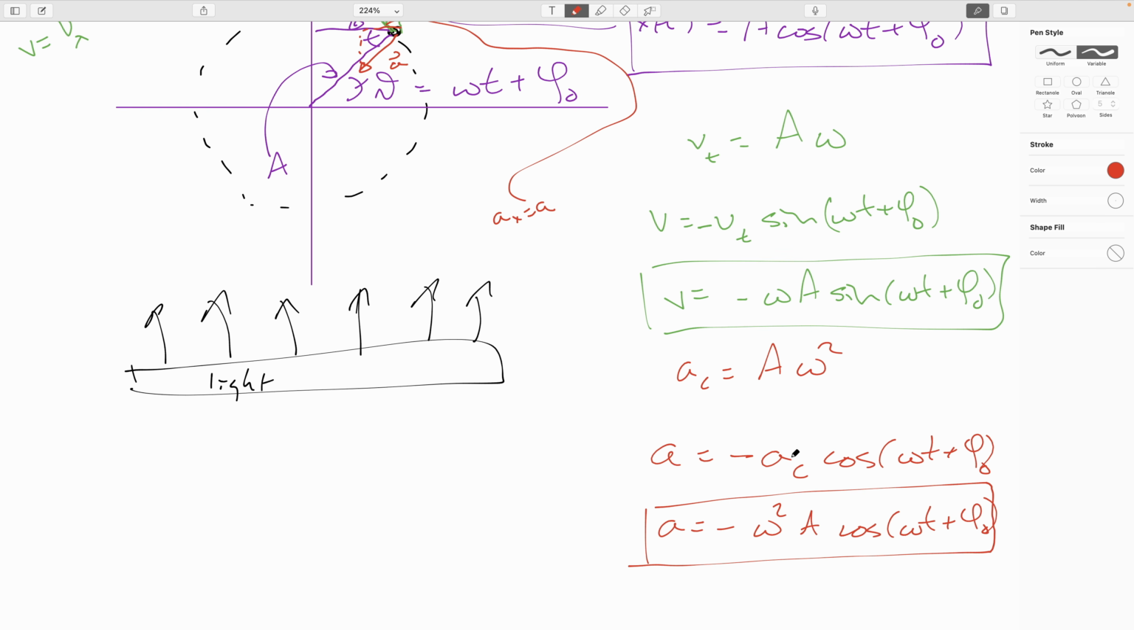Alrighty, going forward here, we're going to pick up by taking a look at the general simple harmonic oscillator and applying it to specific cases. So we'll see you over there.